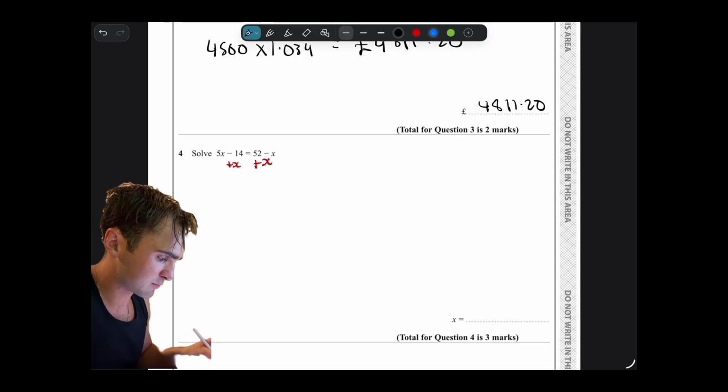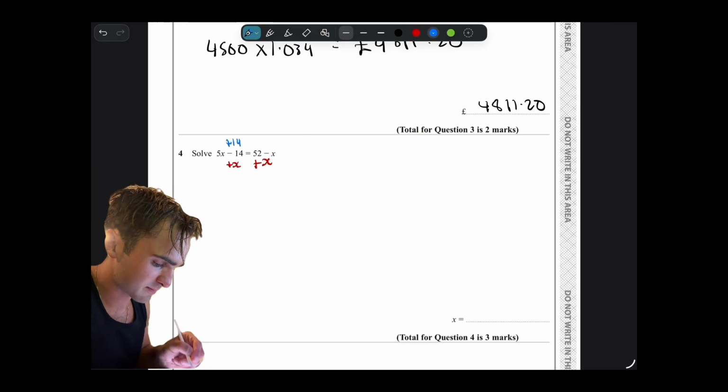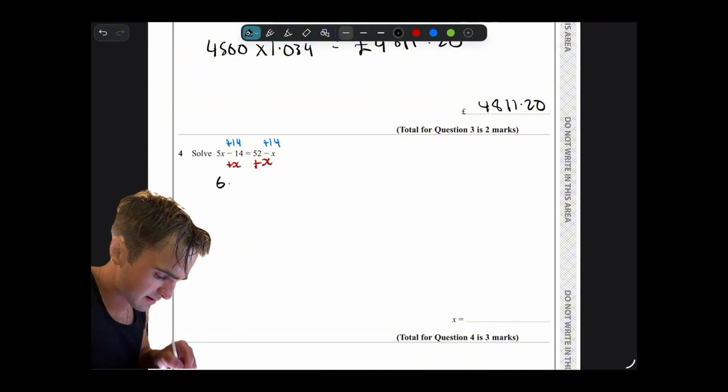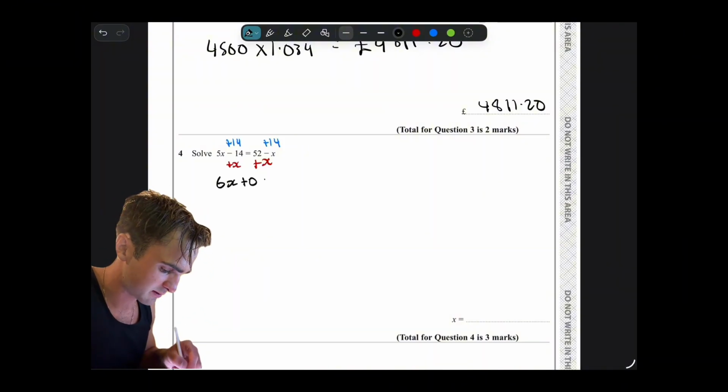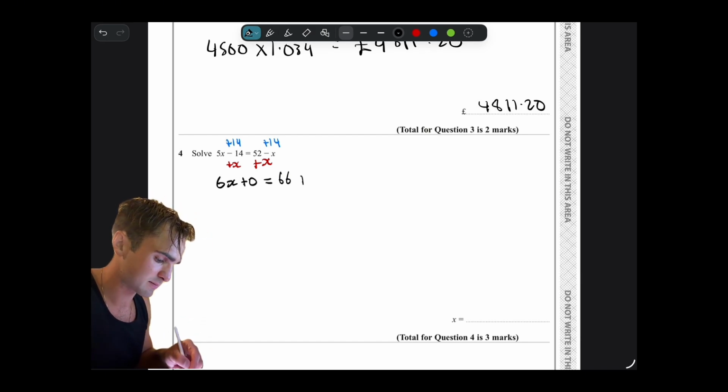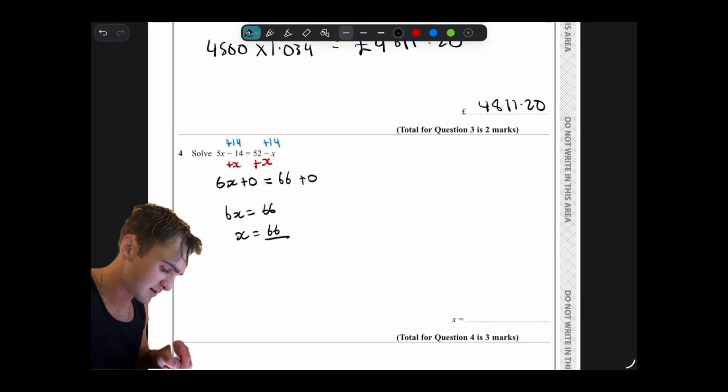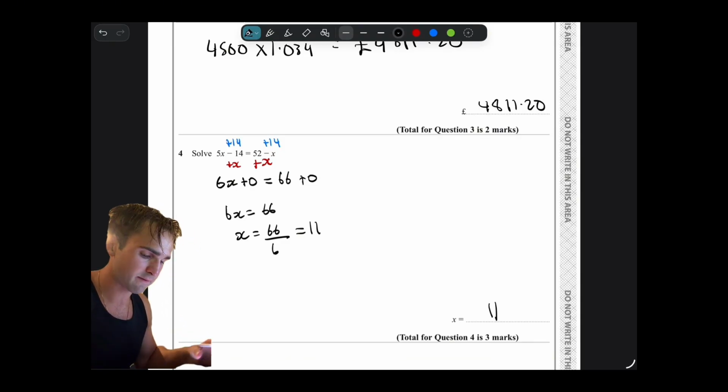And then we're going to add 14, sorry, to the other sides. So this side's going to be 6x plus 0, technically, because we've added 14, equals 52 plus 14 is 66, plus 0 again, because minus x. So we have 6x equals 66. So x equals 66 over 6, which equals 11. So x equals 11 is our final answer.